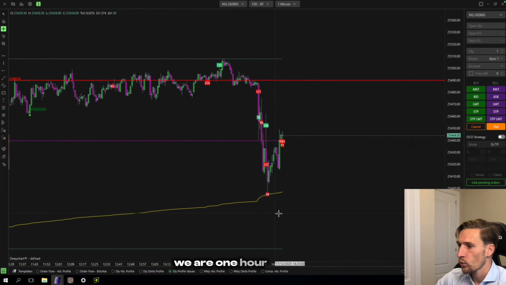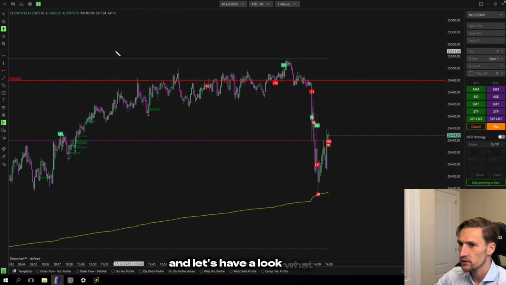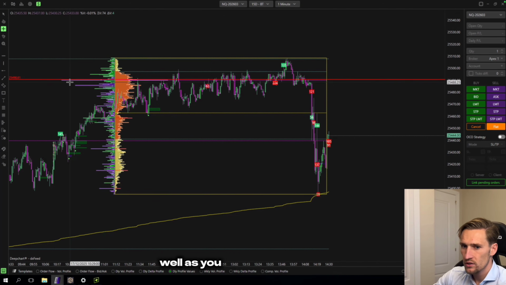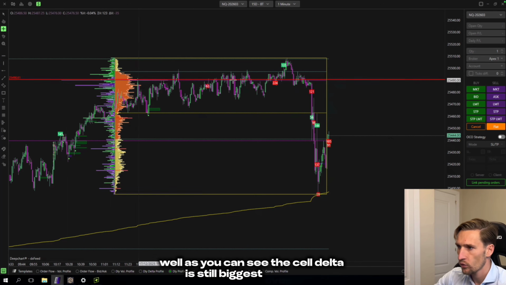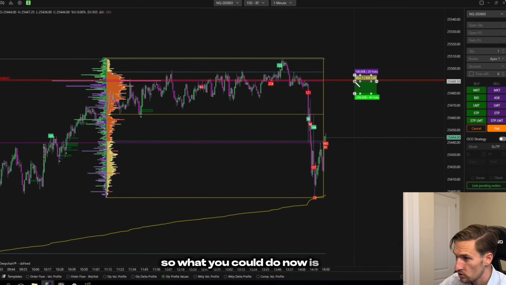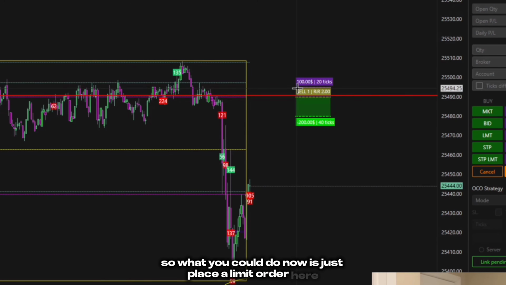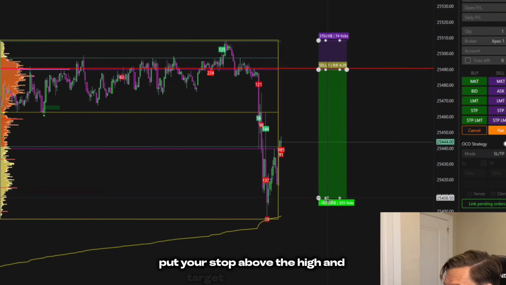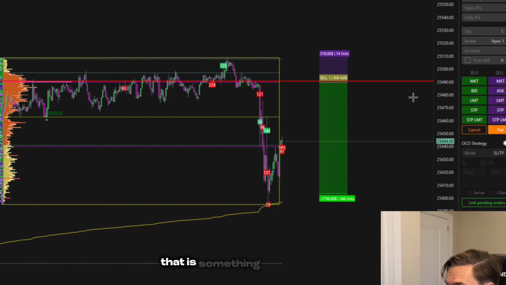We are 1 hour away from market open. And let's have a look what the volume is telling us about this area. Well, as you can see, the sell delta is still biggest over here. So this is still a very thick wall. So what you could do now is just place a limit order here, put your stop above the high and target the VWAP area. That is something that you could do.